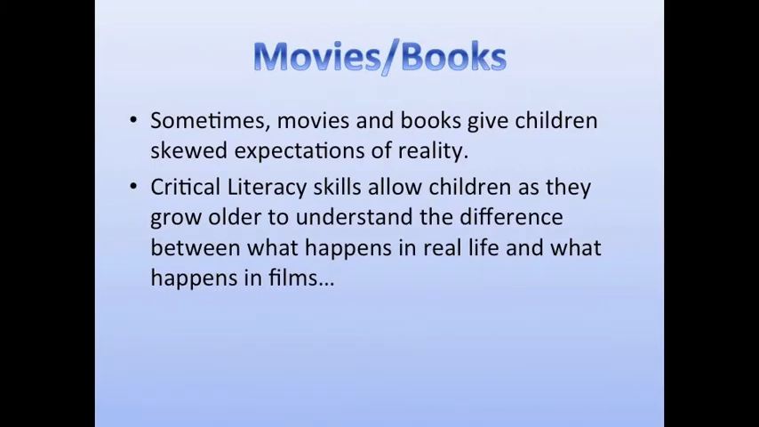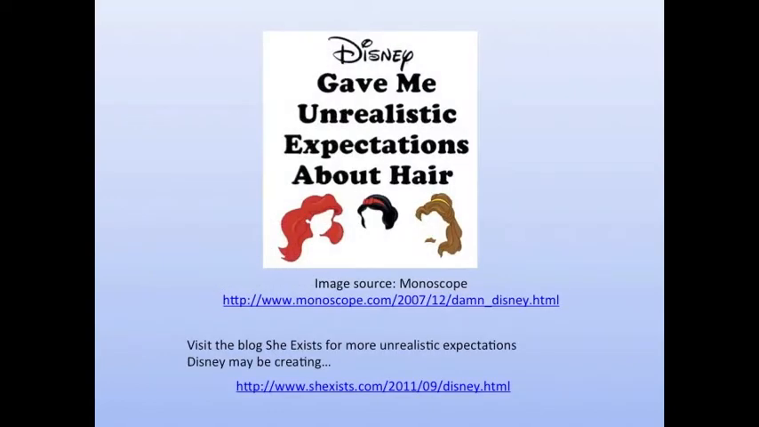The next example are movies and books. Sometimes movies and books give children skewed expectations of reality. Critical literacy skills allow children as they grow older to understand the difference. Here the blog She Exists posted this picture. Anyone else understand the unrealistic expectations about their hair?